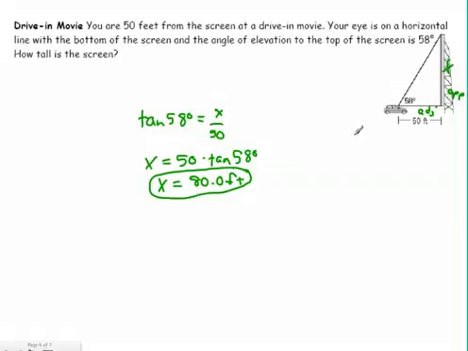Pretty tall movie screen. I might park more than 50 feet away from it if I'm trying to view that and not trying to hurt my neck. It's a little tip for you at home.